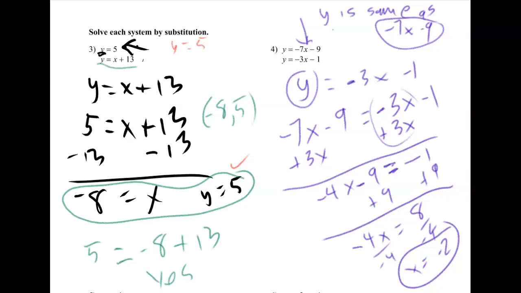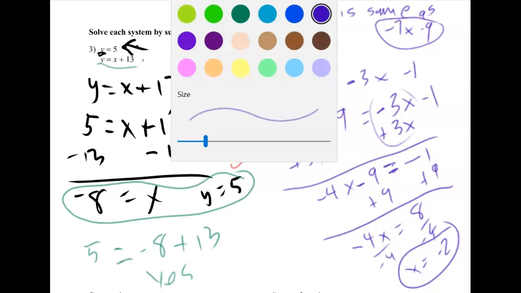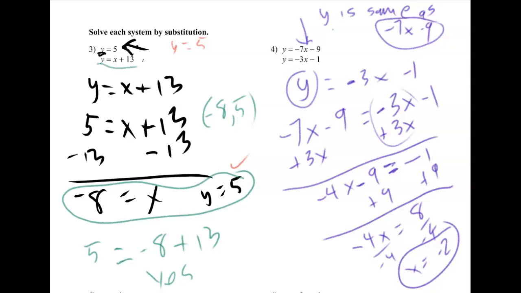I'm going to erase some of, well, I guess I can only erase all, so I'm not going to erase. X is negative 2. Let me pick a different color now. So I'm going to use the x is negative 2. Y equals negative 7 times negative 2 minus 9. That'll give me positive 14 minus 9, which will give me 5. So I'm getting y equals 5 would be my solution.